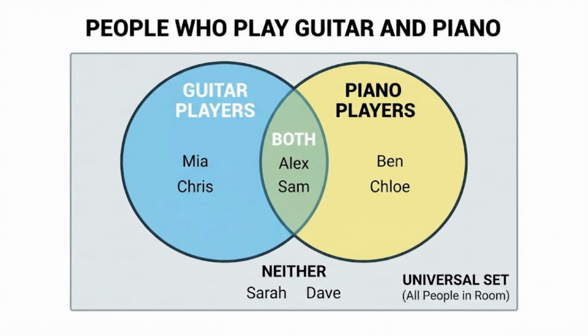Step 3. Now, fill in the unique parts. In the guitar circle, write the names of people who play guitar but not piano. Do the same for the piano circle. Step 4. If there's someone in your room who plays neither, they go in the white space inside the box but outside the circles. See? You just took a group of people and instantly visualized their skills.